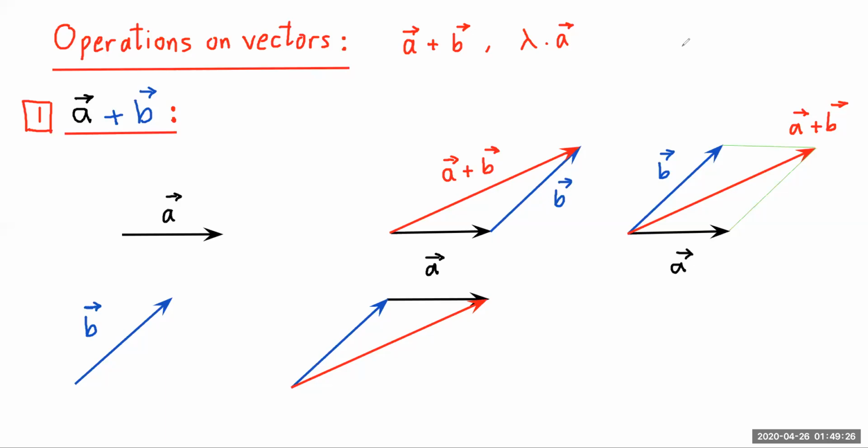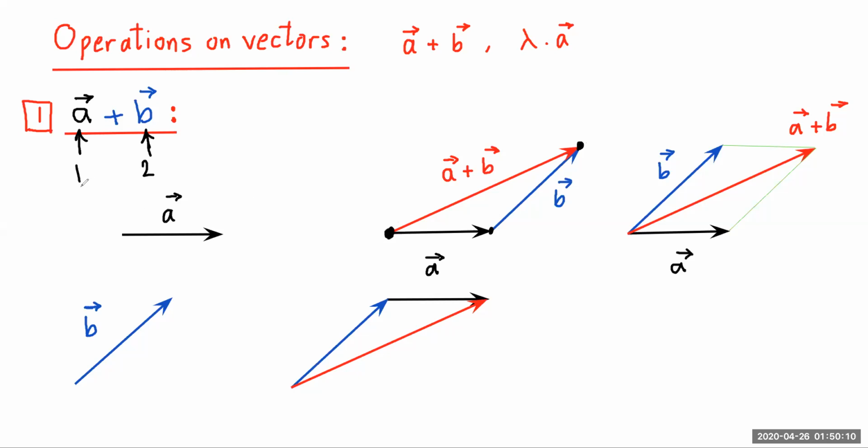Operations on vectors. If we have two vectors A and B, then we can define the addition A plus B using two equivalent methods. We can take the vector A, then take the end of the vector A and sketch the vector B. And after that, take the beginning of the first vector, here vector A, and the end of the second vector, vector B. So this is the vector A plus B.